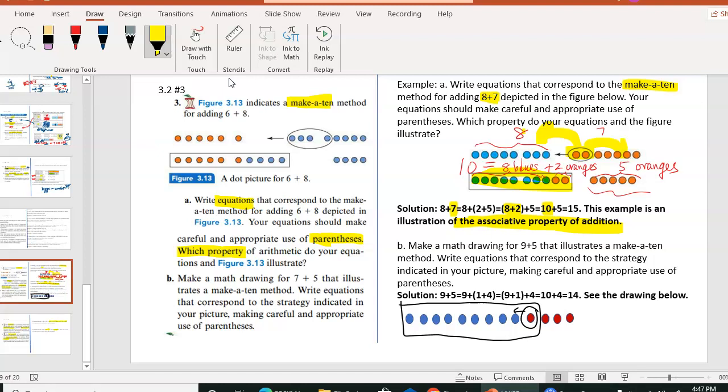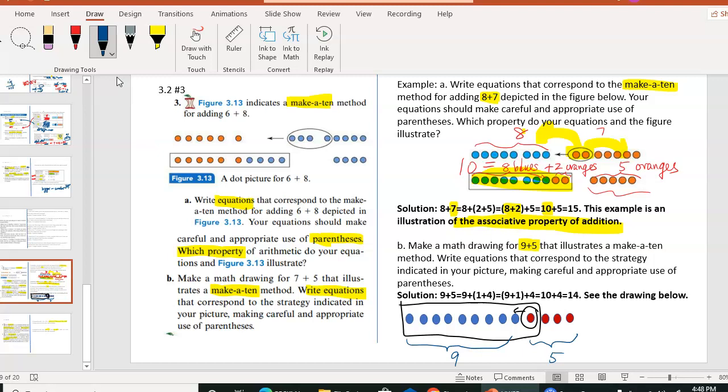All right, so part B: make a math drawing for 9 plus 5. Again, this time you have to do the drawing yourself. So make a 10, and also write equations. First I drew 9 blue circles. So that's 9 of them: 1, 2, 3, 4, 5, 6, 7, 8, 9. Then I'm going to draw red ones. Make sure you use two different colors so that you can see the two numbers you're adding.